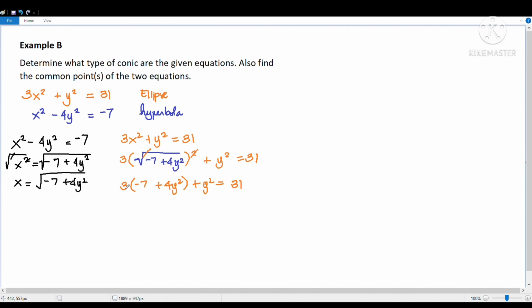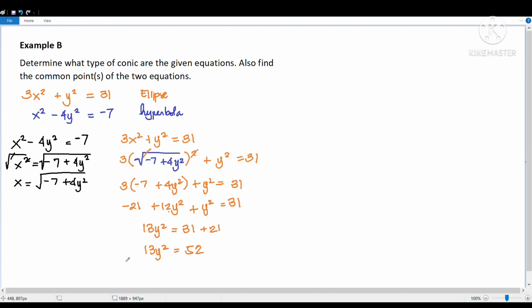I have to distribute the common factor 3. So that's 3 times negative 7 is negative 21, plus 12y squared plus y squared is equal to 31. And then combine all the similar terms as well as the constant on the other side. So 12y squared plus y squared is 13y squared. That is equal to 31 plus 21 on my right side. So we have 13y squared is equal to 52. That's 31 plus 21 is 52.